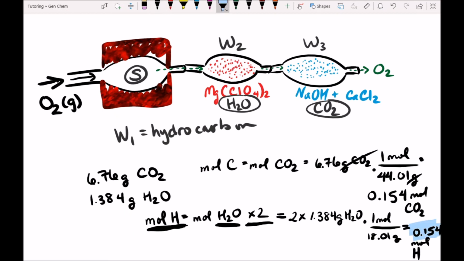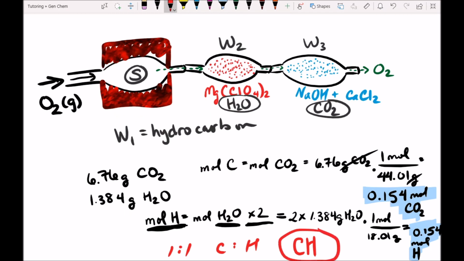And now let's compare that to the number of moles of carbon, or CO2, since they're equivalent. Look, they're equivalent. So we have a 1-to-1 ratio of carbon to hydrogen based on the weights we got from the combustion reaction. So that means the empirical formula is simply CH. Now the molecular formula could be C2H2, C3H3, but that was just a little example of how to obtain the empirical formula of a hydrocarbon using the data obtained from a combustion train.